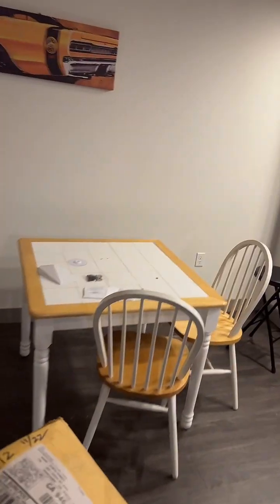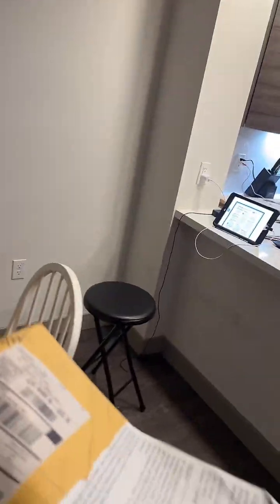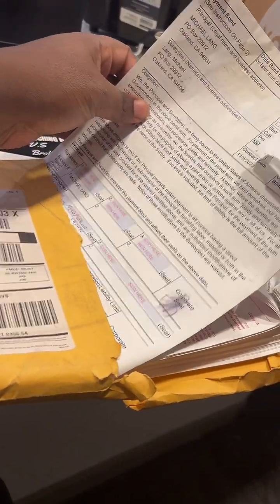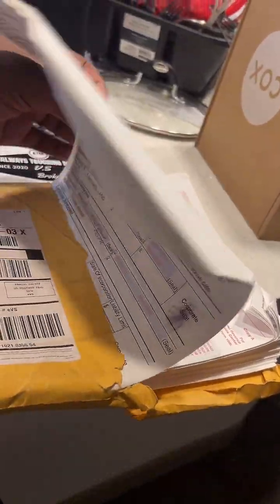So this is my apartment that I got under my business name. For those people who are just now tuning in, I literally got this under my business name about a month ago. They did ask for proof of income, but all they wanted was just bank statements.